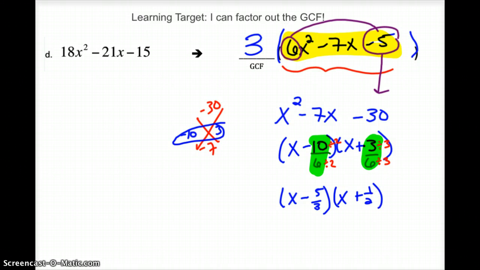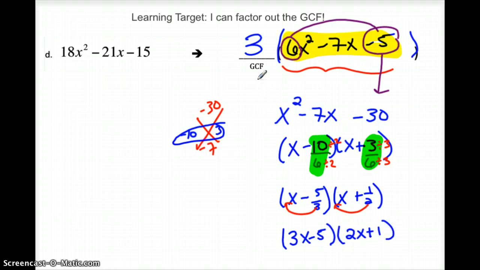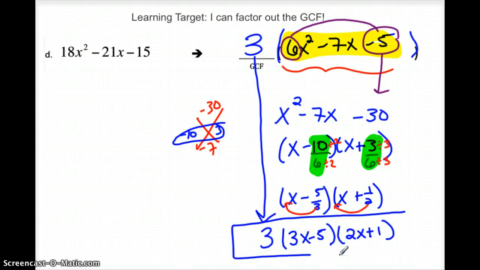Okay, so we did the division part, now it's the sliding part. Bottoms up. Slide the 3 up, slide the 2 up. So we'd end up with 3x minus 5, and then 2x plus 1. But we factored out this GCF, so it's really been here all along. So this would be the completely factored form.